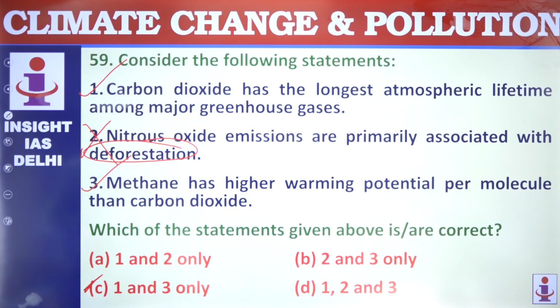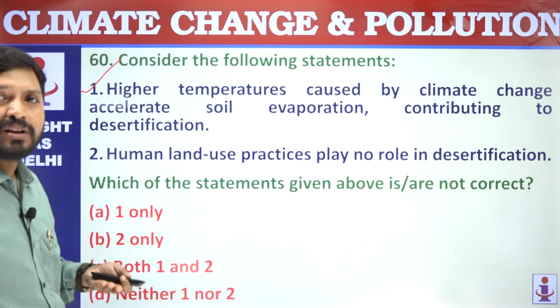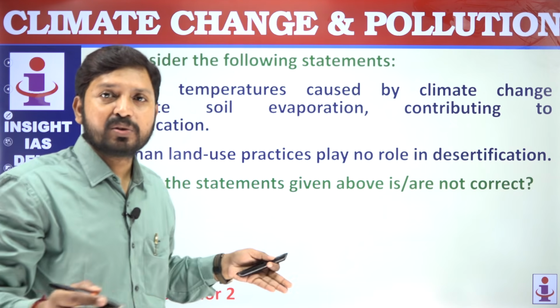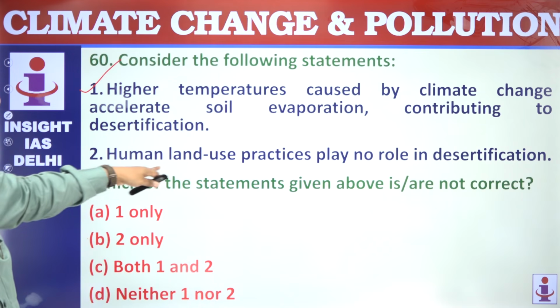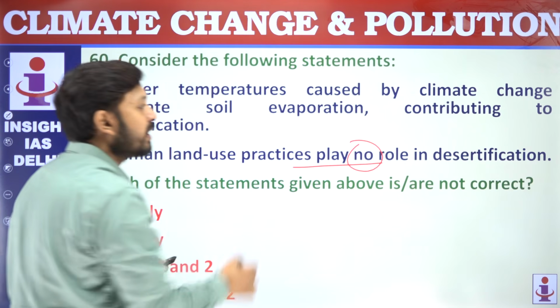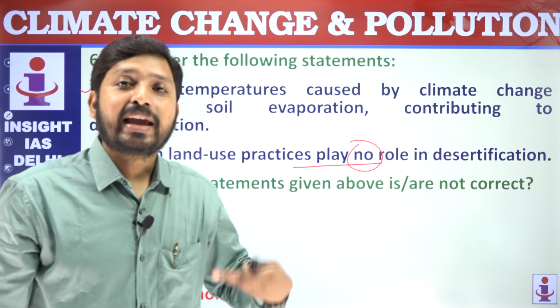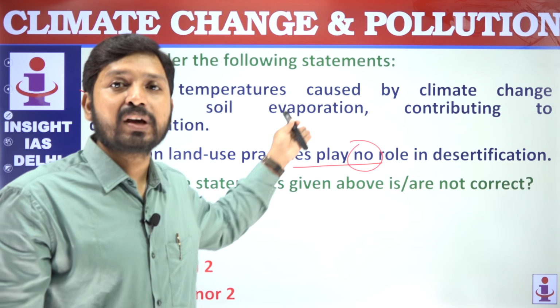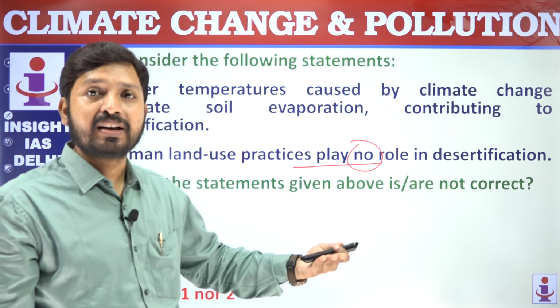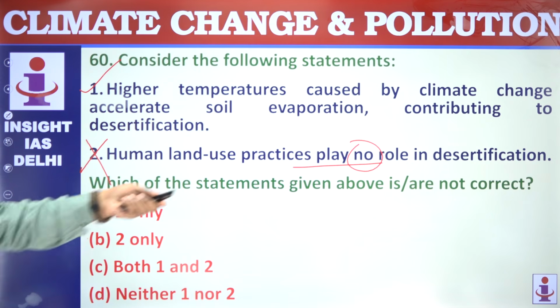Let's go to the next question. Consider the following statements. Higher temperature caused by climate change accelerates soil evaporation, contributing to desertification. Yes, with more temperature, moisture will be evaporated, so desertification phenomena can be there. Human land use practices play no role. Once again, an extreme statement, no role. Because human activities like overgrazing or excessive irrigation are also one of the causes for desertification, right? Soil salinization will occur, all these things will be there. So here they have said no role. This is the wrong statement. They are asking not correct.